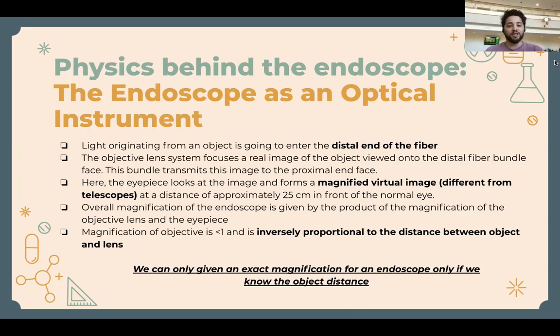The overall magnification of an endoscope we can calculate by taking the product of the magnification of the objective lens and the eyepiece. This is an instance where it differs from telescopes because the overall magnification in this instance is similar to microscopes. The magnification of the objective lens is typically less than 1, and it is inversely proportional to the distance between the object and the lens. So what this means is that we can only give an exact magnification for an endoscope if we know the object distance. And the endoscope lenses are constantly being adjusted depending on the situation.